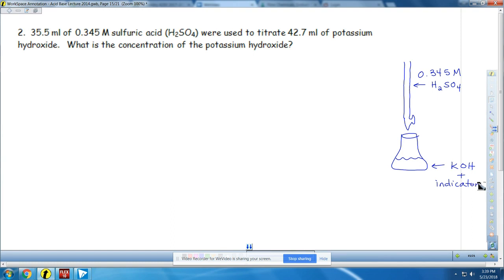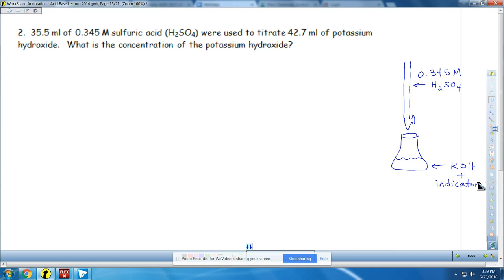The indicator should turn colors, indicating when I've hit the stoichiometric ratio in the balanced equation, the equivalence point. Sulfuric is a strong acid and potassium hydroxide is a strong base. So when I stop this titration at the equivalence point, I want an indicator that would turn colors around a pH of 7. The solution should be neutral.